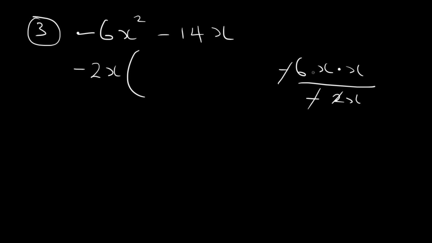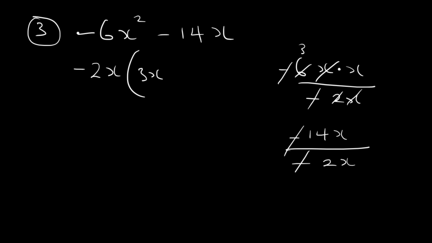2 will go into 6 to give us 3. x will cancel out x. And we have 3x remaining, positive 3x, because the two minus signs have cancelled out to give us positive. So here we have 3x. Now, we also have minus 14x divided by minus 2x. The two negative signs will cancel out to become positive. x will cancel out x, and 2 will cancel 14 to give us 7. So here we have positive 7 as our answer.